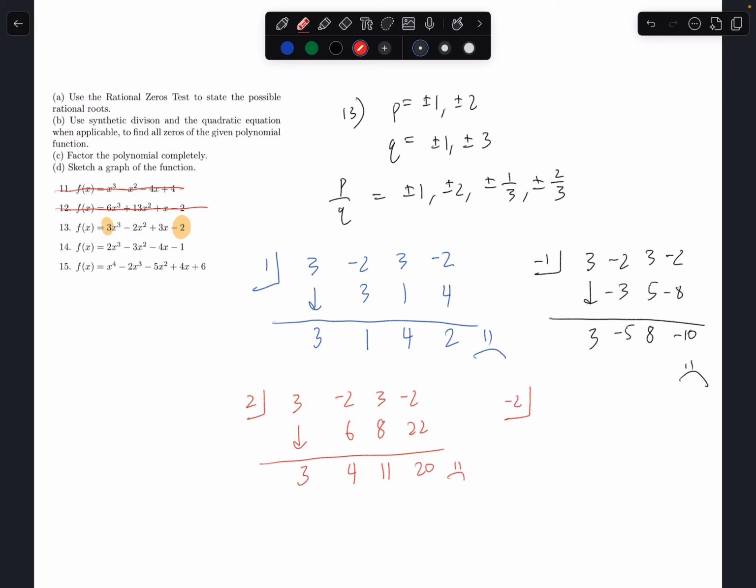Okay, last chance with the whole number. If this doesn't work, I have to go to the fractions. 3 down. 3 times -2 is -6. -6 plus -2 is -8. -8 times -2 is +16. 16 plus 3 is 19. Yeah, it's not gonna work. 19 times -2 is -38, which is -40. No, not 0. All right, then let's go to a third.